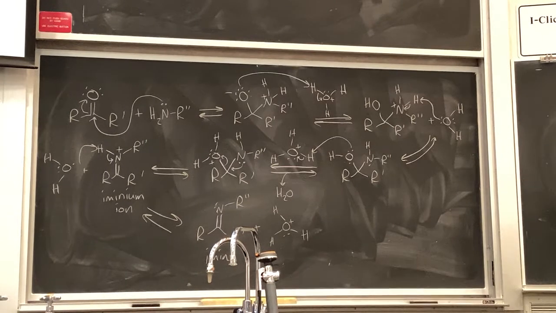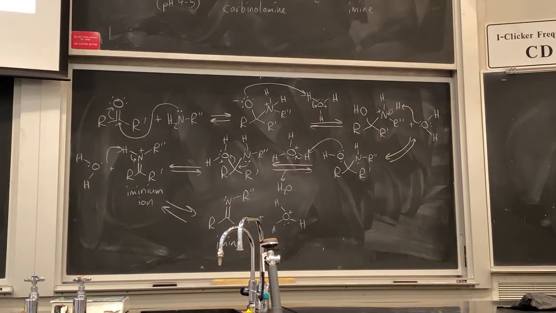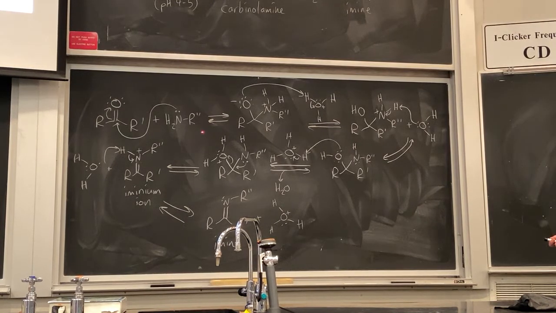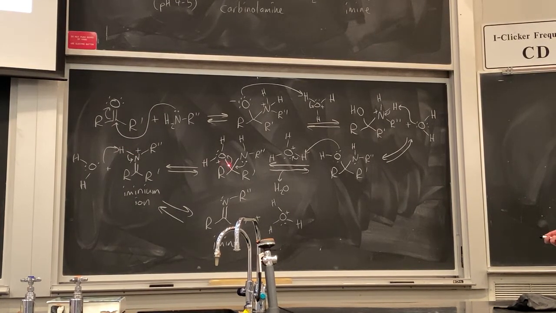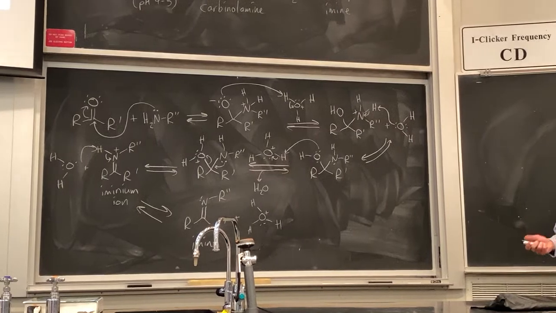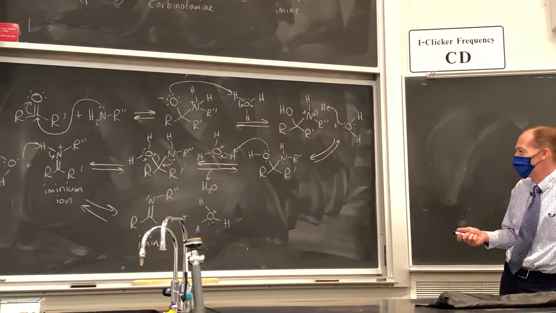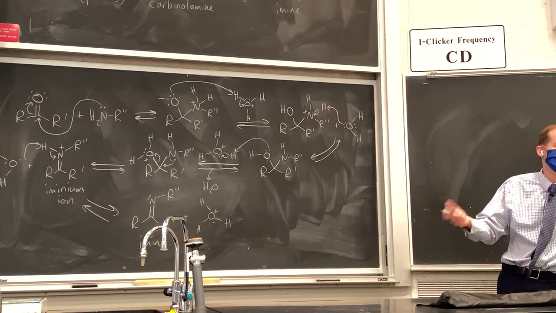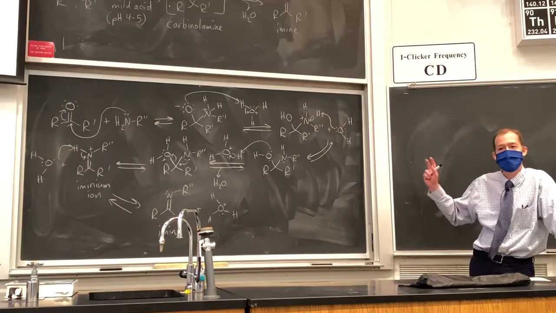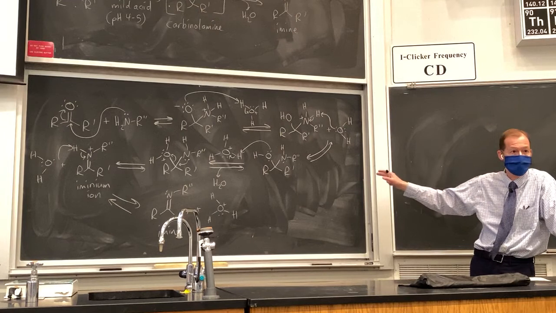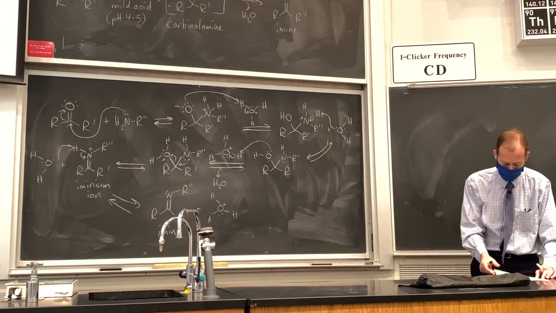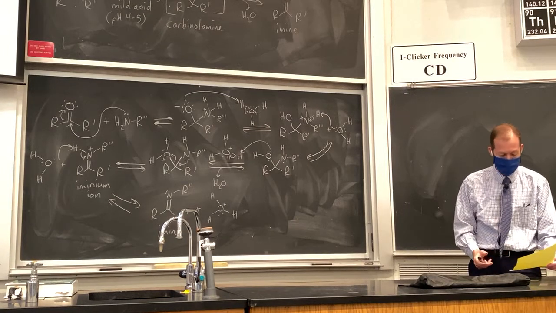You'll notice that each step in the mechanism is a proton transfer, with the exception of our nucleophilic attack and our elimination of water. So we have those two steps. Every other step is just a proton transfer, an acid-base reaction. So understanding acid-base chemistry is critical to understanding the mechanism of imine formation. Any questions?